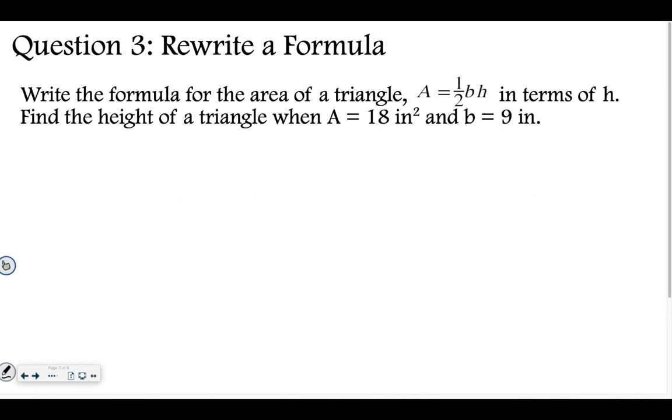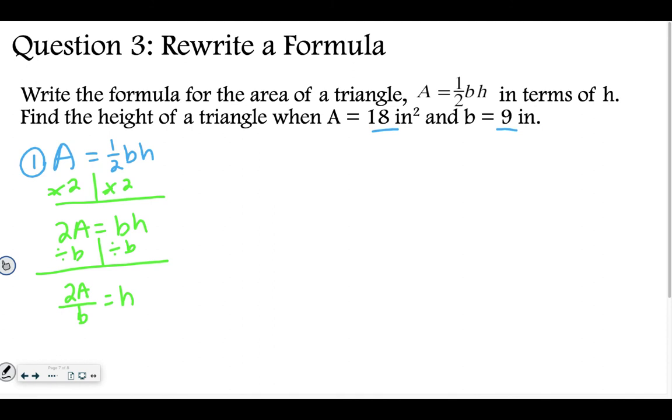And the last question for you to solve: write the formula for the area of a triangle, A equals 1/2 BH, in terms of H. Okay, so that's kind of the first step. I want you to rewrite A equals 1/2 base times height and solve that for the height. I'm not asking you to actually plug in these numbers yet. I just want you to move the variables around so you have H equals and then your other variables. Good luck.